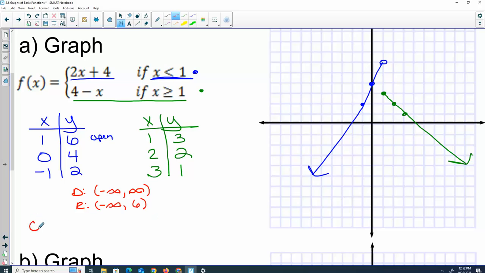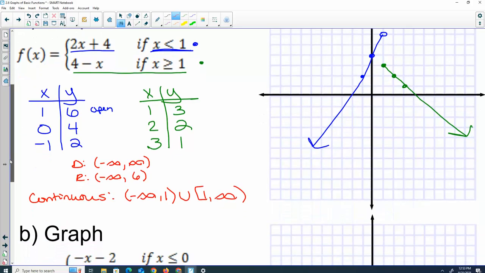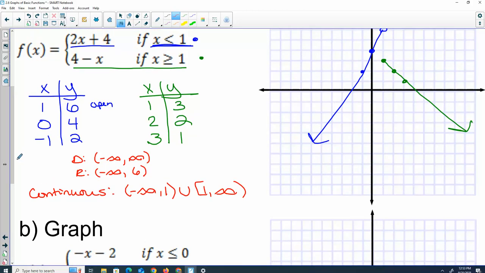Can you tell me, where is this graph continuous? -infinity to 1. That was an open circle, so it gets parentheses. Union, the green one started at 1 with a closed circle, so that would be a bracket 1, infinity. So it has 2 separate pieces that are each continuous. The whole graph isn't, but each piece is.